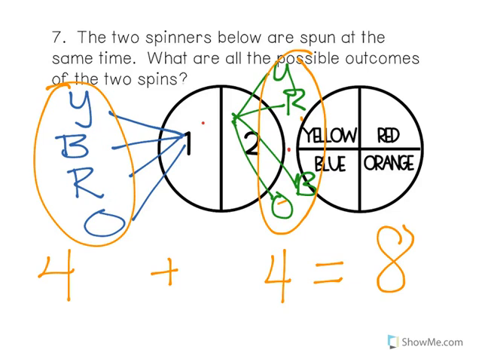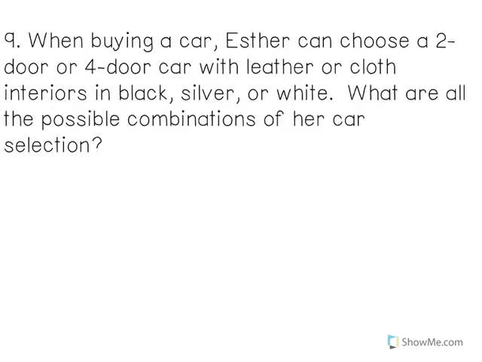Okay, so let's try one more, and then I'll explain. Hopefully you'll get the same reasoning that I got. When buying a car, Esther could choose a 2-door or 4-door car with leather or cloth interiors in black, silver, or white. What are all the possible combinations of our car selection?